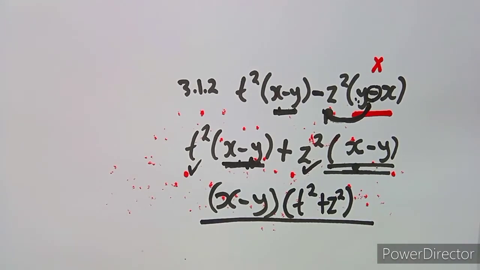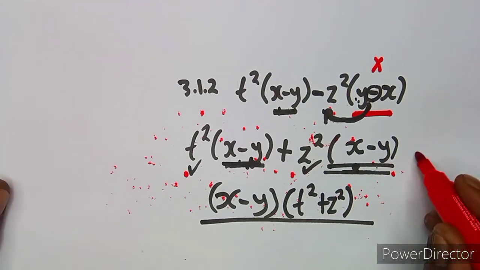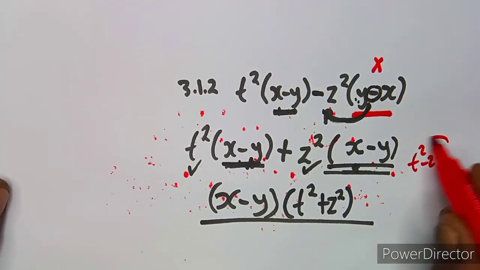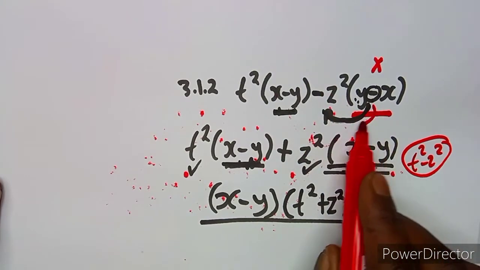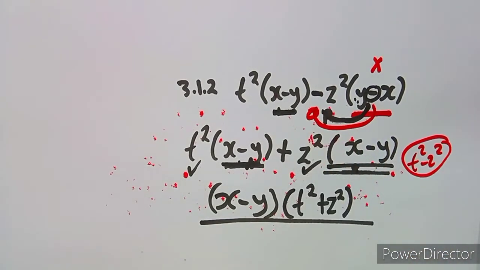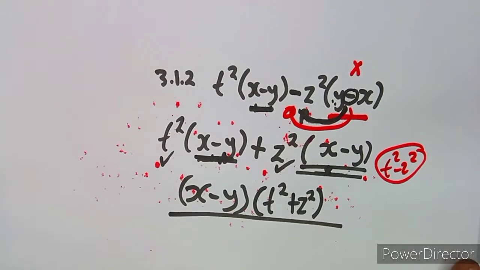Take note, guys, t squared plus z squared is not a difference of two squares. No, that one is not a difference of two squares, because you are adding it. But if it was t squared minus z squared, then you can apply it, but it's no longer t squared minus z squared. Why? Because we factored a negative which affected everything there. All right, so that's how they ask these questions, guys. You have to be very, very careful. Anyways, let's see the other question.